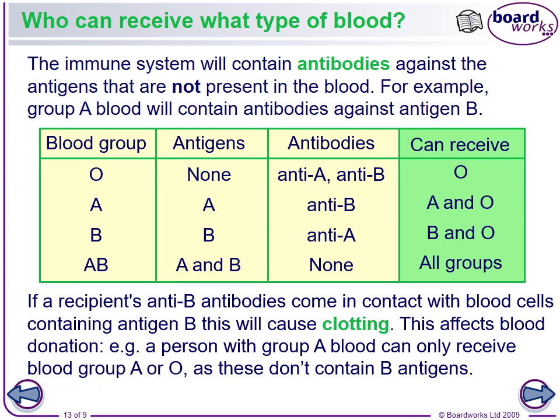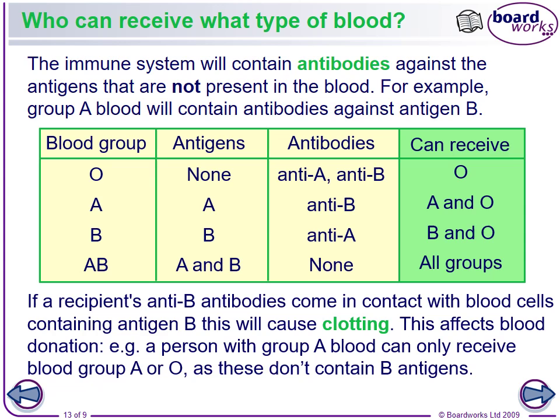So like I was saying before, if a recipient's anti-B antibodies come in contact with blood cells containing antigen B, this will cause clotting. So it affects blood donation as well. They usually type you when you give blood. A person with group A blood can only receive blood group A or O because these don't have B antigens. It can get a little confusing.